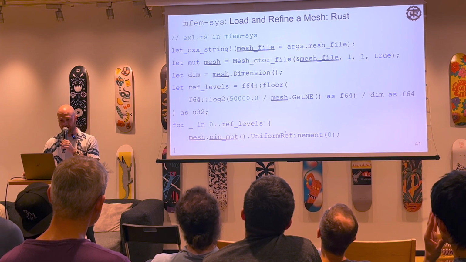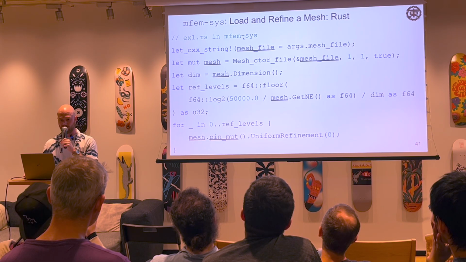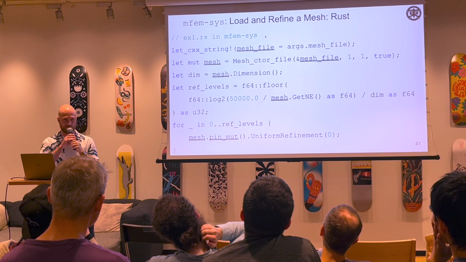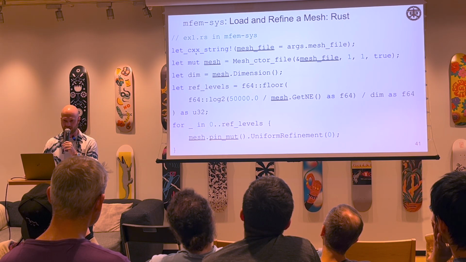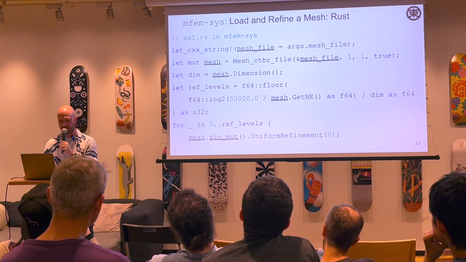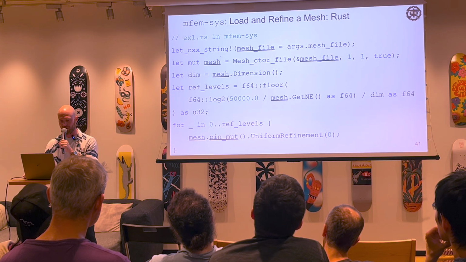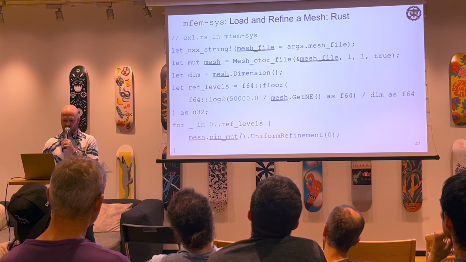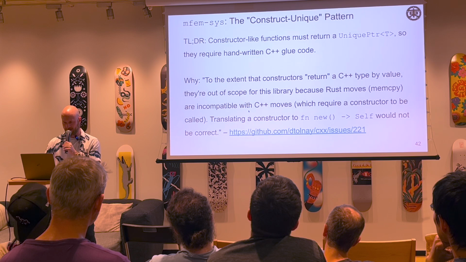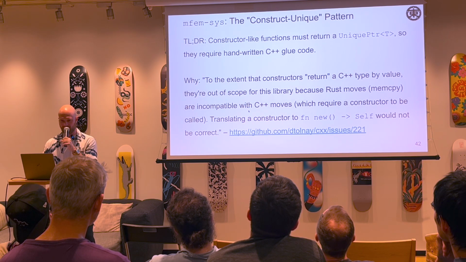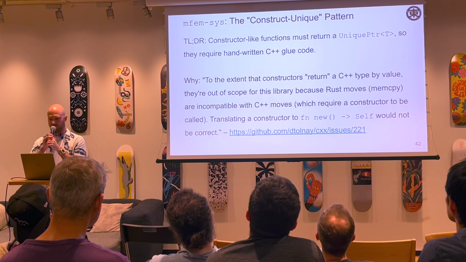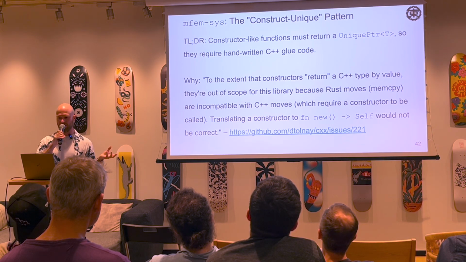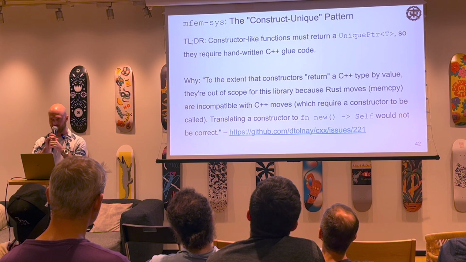All right. And then on the Rust side, this is Rust code using MFEM sys. We have to deal with a bunch of these annoying details of we need to create a string that we can pass to C++. The CXX crate gives us helpers for doing this. So we can call this constructor-like function that I'm going to show you in a little bit. And then we're just doing pretty much the same thing. So the catch here is that everything that constructs a thing in C++ and returns that to Rust has to return a unique pointer. So it requires some handwritten C++ glue code.